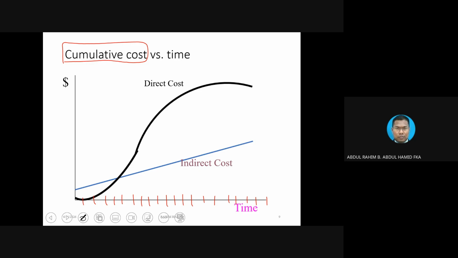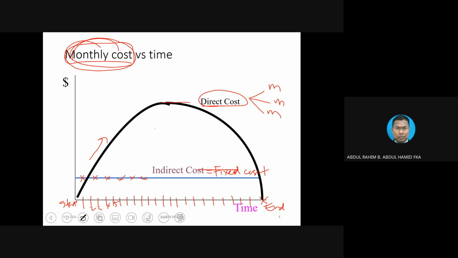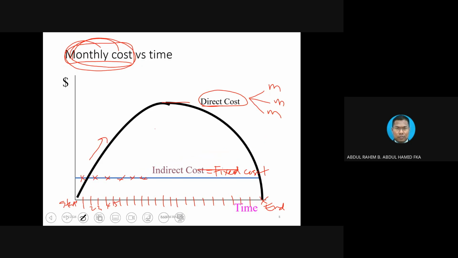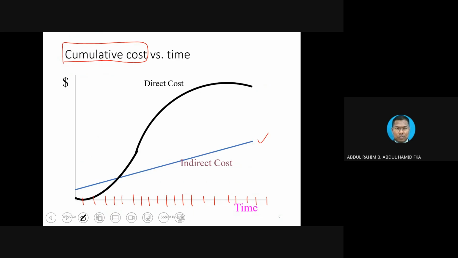When we translate the indirect cost, which is flat in nature, the graph will turn into a linear graph. This is what we call the indirect costs linear relationship. But if we translate the monthly direct cost, which is parabolic in nature, it will be shaped like this. This is what we call the S shape, S curve kind of shape.